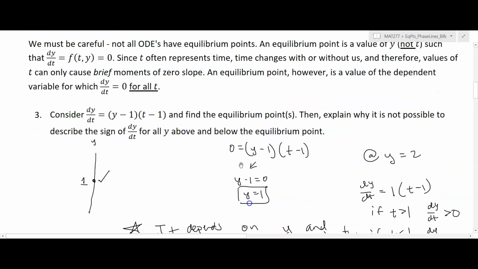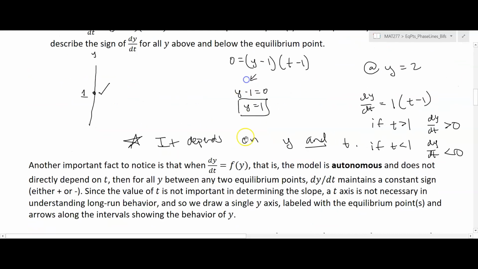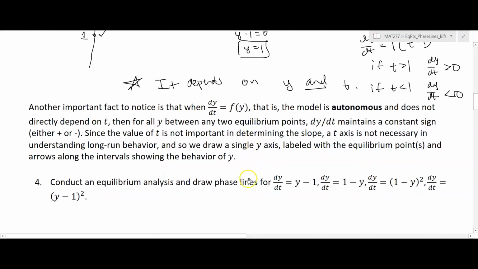So I'm basically now, instead of drawing this horizontally, what we've done here is we've drawn a phase line, and a phase line just tells you where the equilibrium points are and what the sign of dy/dt is by using arrows within the different phases of those intervals. Or you could say phases or intervals.